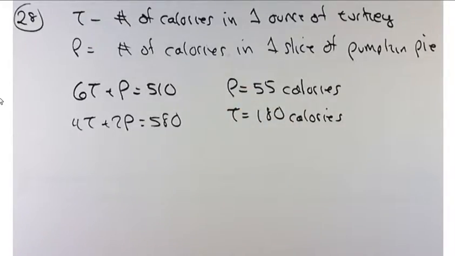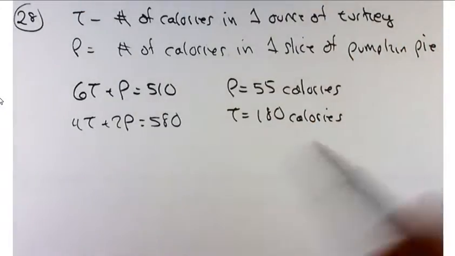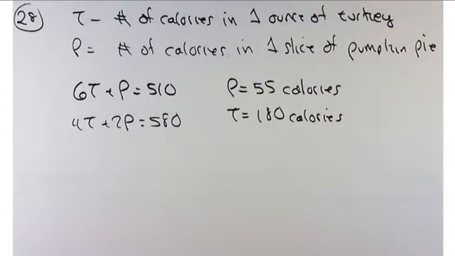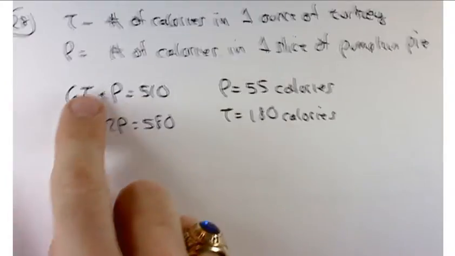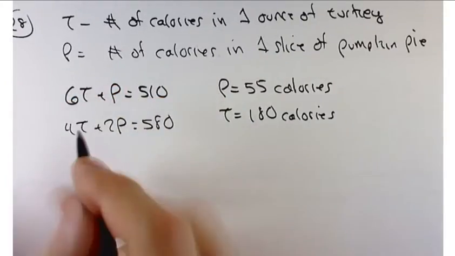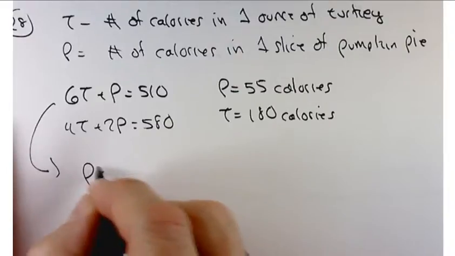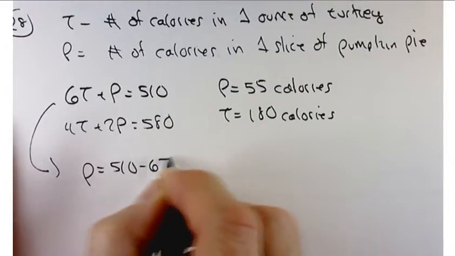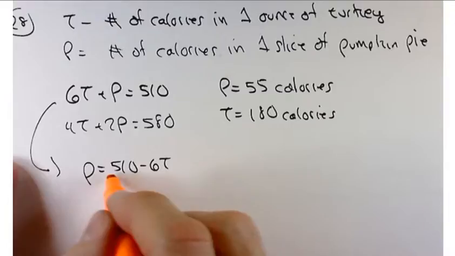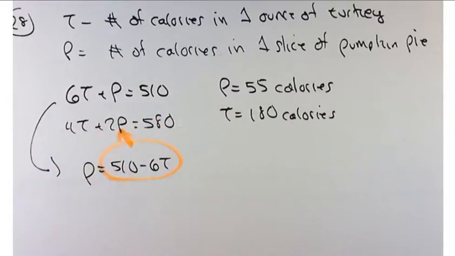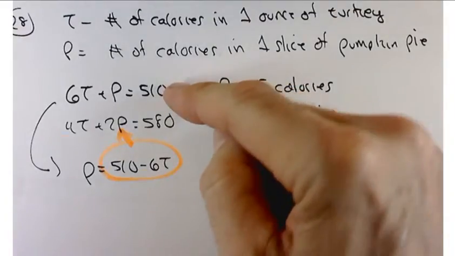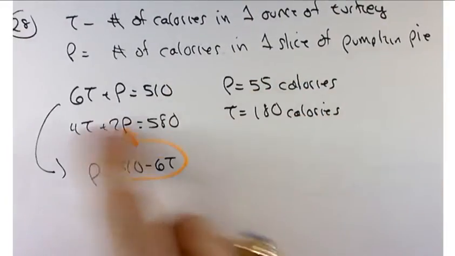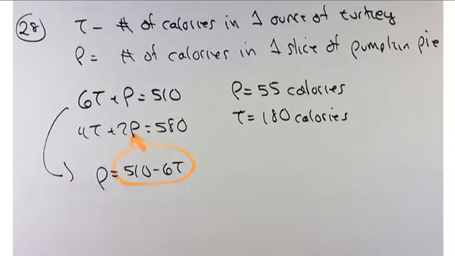As far as solving this is concerned, an easy way would be the substitution method. You can move the 6T to the other side, and from this equation you get P equals 510 minus 6T. Take that expression and plug it in here. Another easy way would be to multiply the top equation by -2 and then add the two equations together, and the P will cancel out. So you can do that by addition.